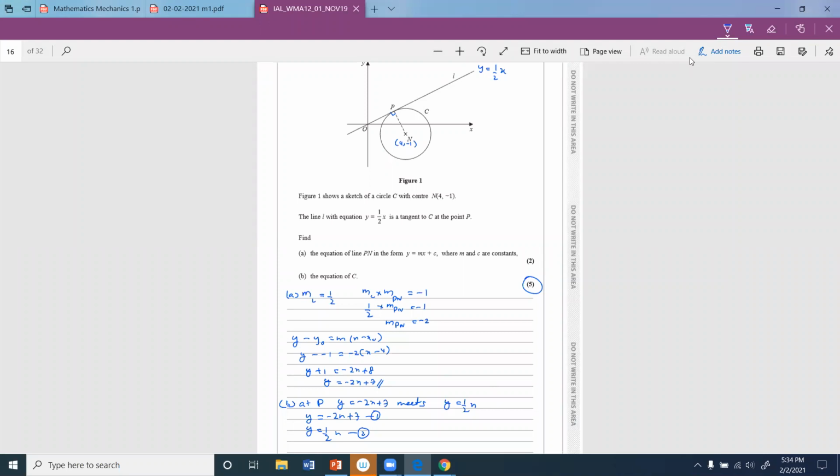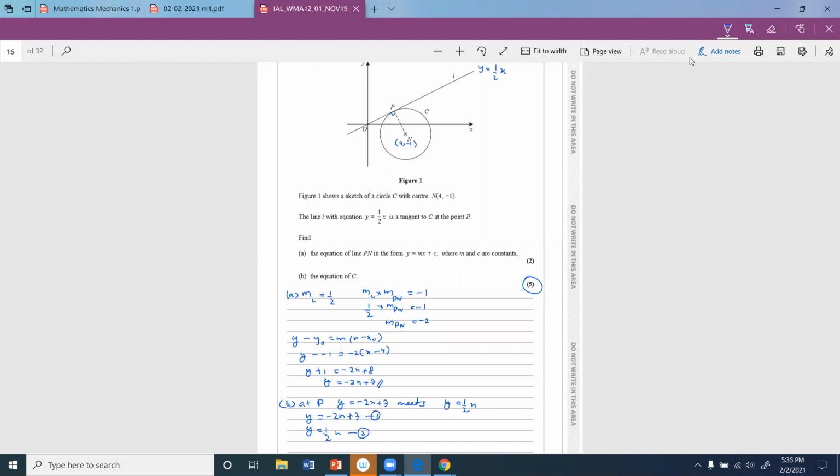So initially, figure 1 shows a sketch of a curve with the center this way and the line this way. The equation of Pn: you know that Pn is perpendicular to line L. Here the gradient is half. Therefore, the other gradient is, you can say, the product is minus 1, since these two are perpendicular to each other, because we know that the tangent and the line drawn from the tangent point to the center are perpendicular.